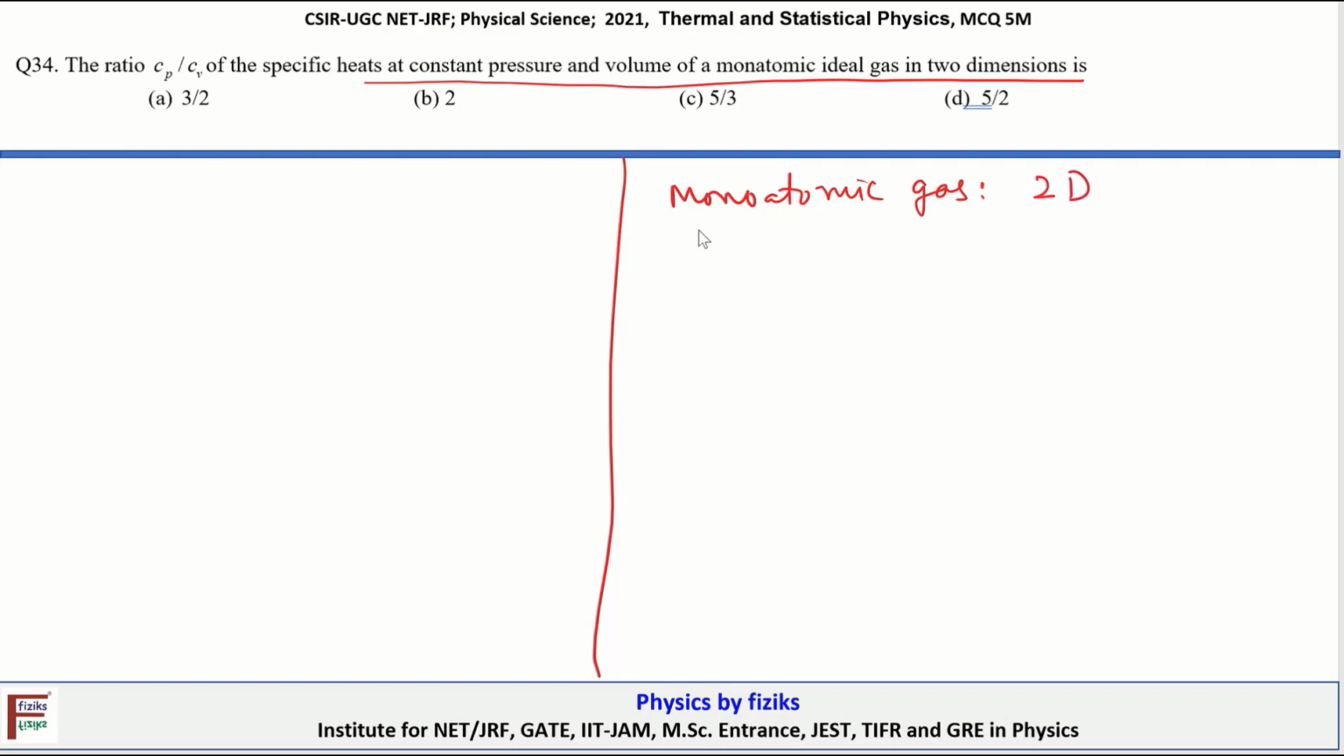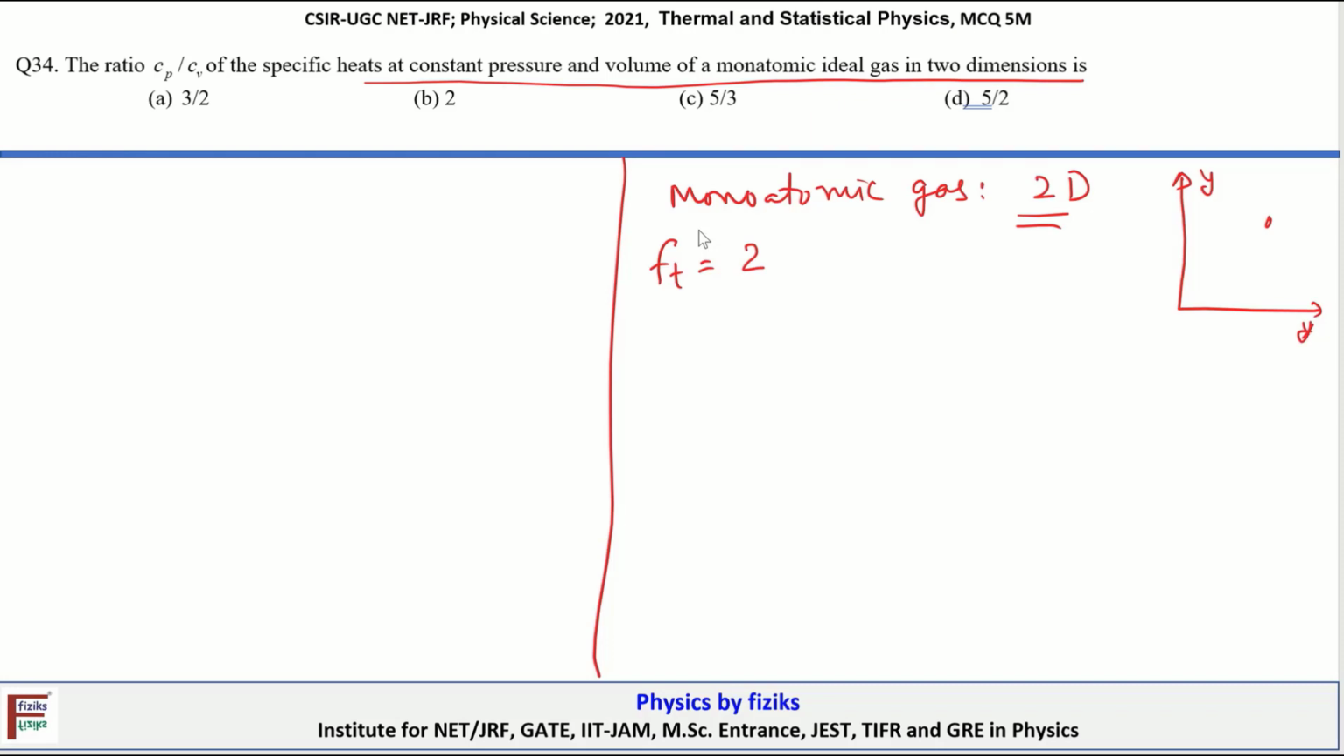The translational degrees of freedom for the monatomic gas confined in 2 dimensions: we need only two coordinates for the description of the motion of the particle in 2 dimensions. Let's call these x and y. So the translational degrees of freedom for a gas whose particles are moving freely, for one single particle, are 2 translational degrees of freedom.